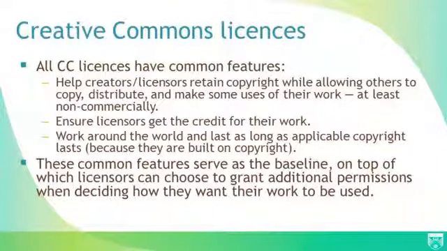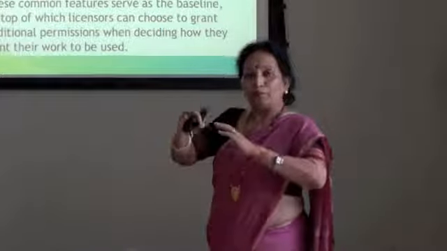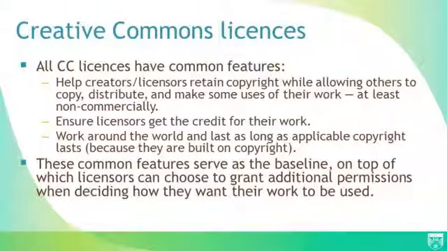All Creative Commons licenses, or all CC licenses as we call them, have certain common features, and these common features are basic terms under which the licenses are given. For example, and these are the terms that I would explain, all Creative Commons licenses, whatever kind of licenses they may be, enable the creators and licensors to retain the copyright to their own material, while allowing others to copy, distribute, reuse, repurpose the material, at least non-commercially. There may be some commercial usage allowed, and we'll look at it when we come to that stage.